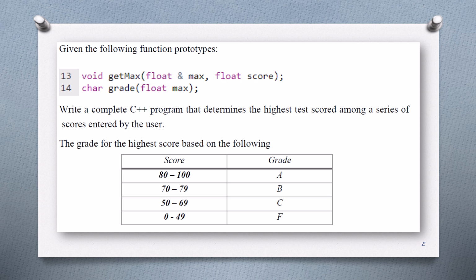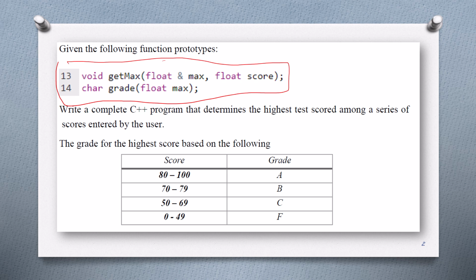Given to you the function prototype. Okay, here you have two function prototypes given. The first one is the getMax function and the other one is the grade function, together with their parameters, right? The getMax function has two parameters. One is a reference parameter and the other is a value parameter. As for the grade function, you have one value parameter of type float.